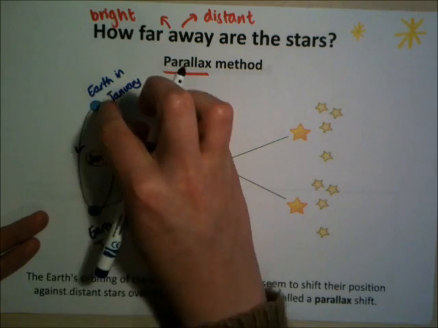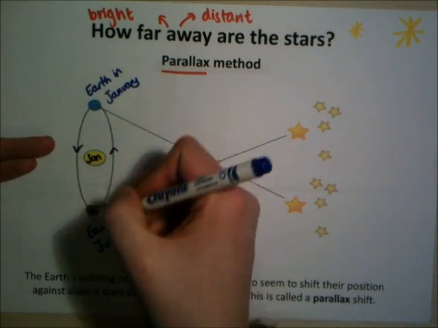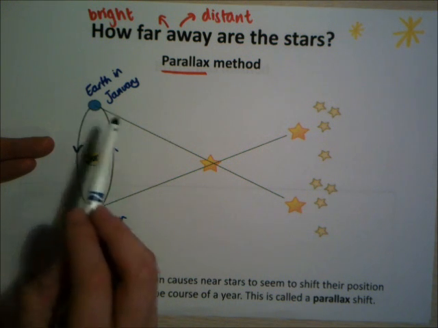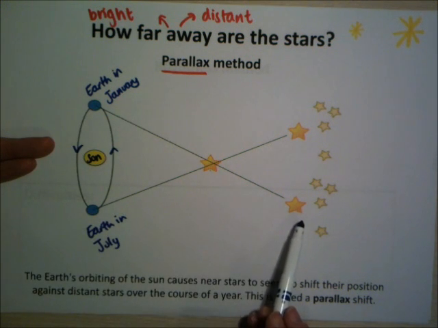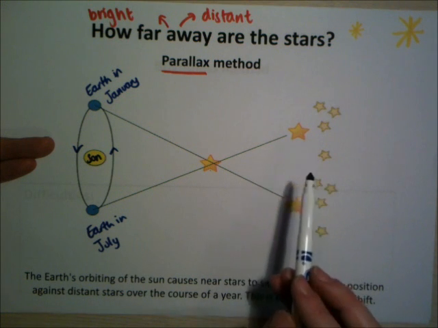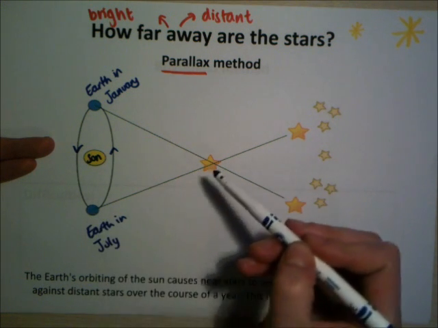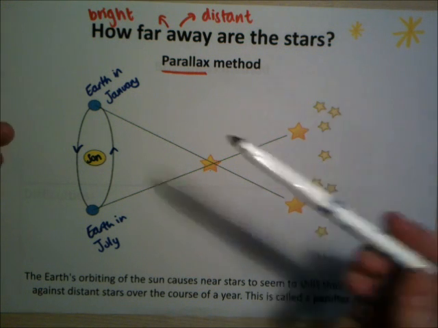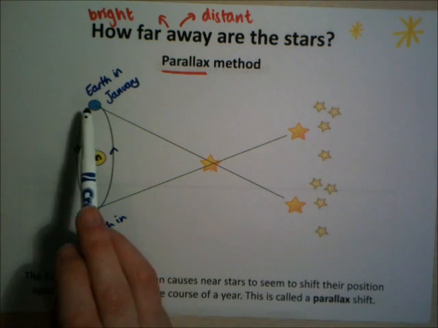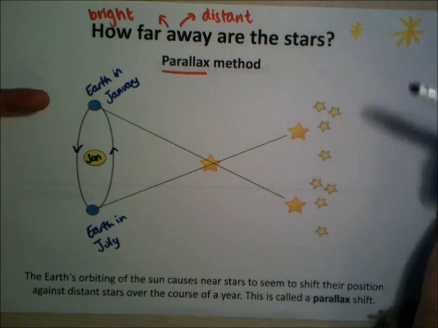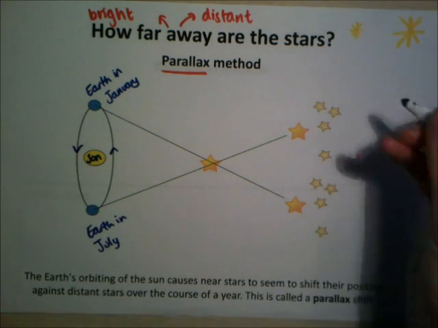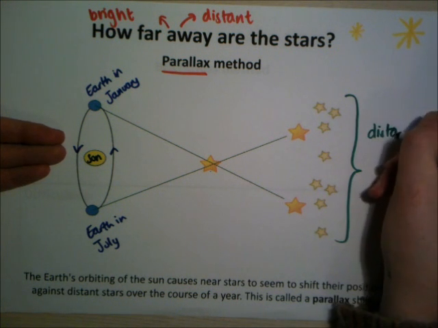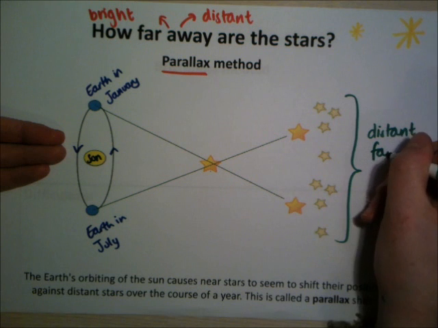Now, when the Earth is in January, if you think of this side on, you think of this as two eyes and the Sun as your nose, when you open this eye your finger looks like it's here against the background of the room. When you open the other eye your finger looks like it's here. It's exactly the same with the Earth and the stars. Okay? So if you look at a nearby star in January, it's going to look as if it's here against these distant background stars. These are distant stars. They're far away, so they don't really move.